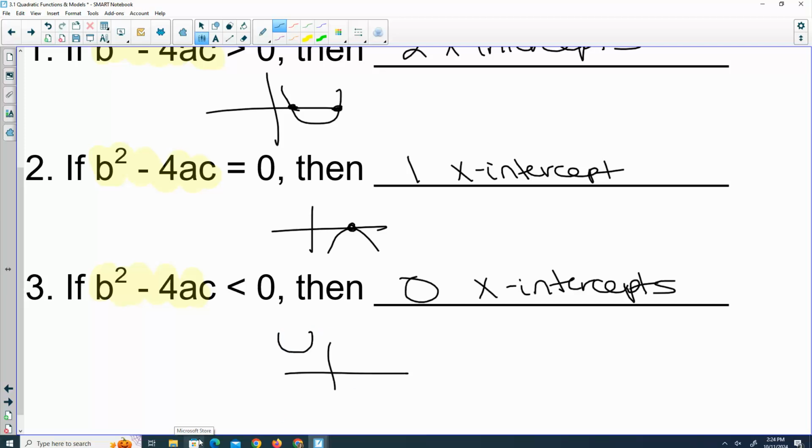Okay, so that's just a little bit of connection between the discriminant that we've mentioned before and what it does on the graphs of these. Any questions there?